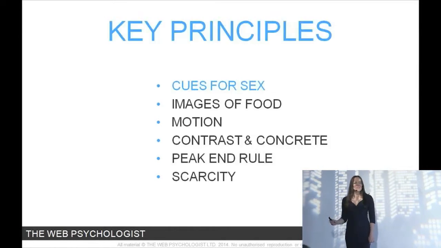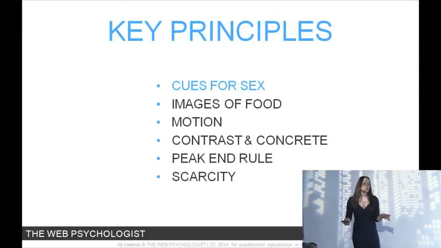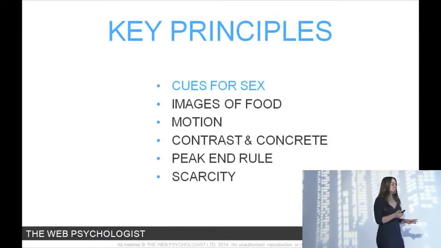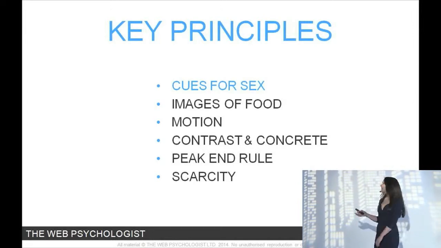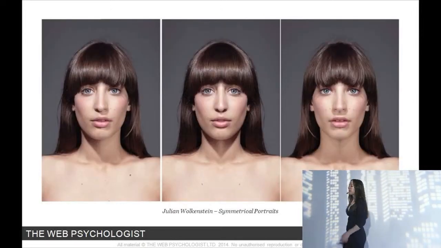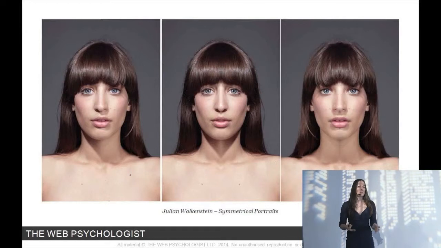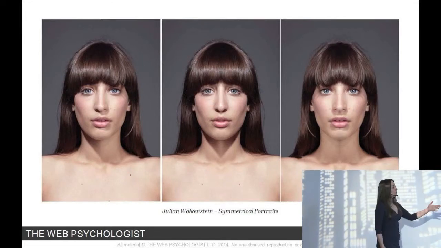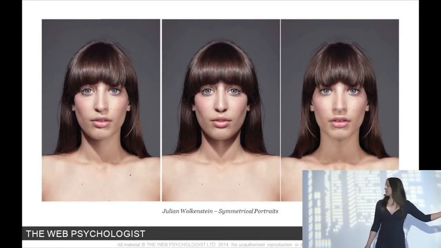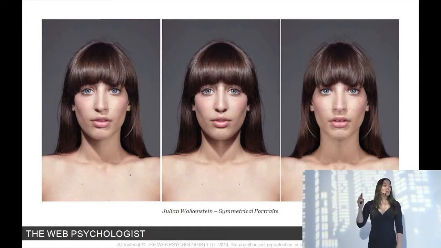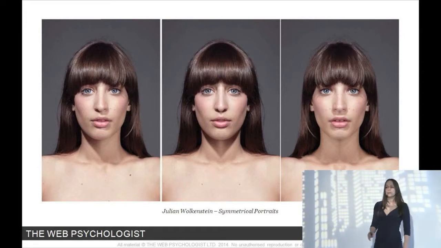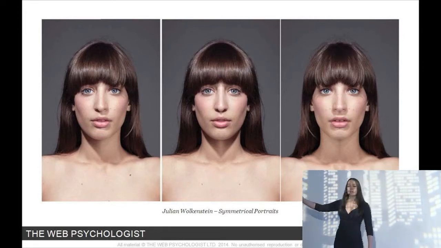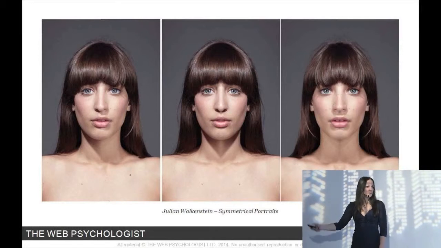Online, the cues for sex that we look for, I'm not talking about porn here, which is a whole other conversation, include weird stuff like symmetry. Now, symmetry is a cue for sexual fitness when you're choosing a mate. The weird thing is, when you give people these images, the one on the left is the original, about 95% of people that you show this to will almost always prefer the symmetrical face in the middle or on the right.